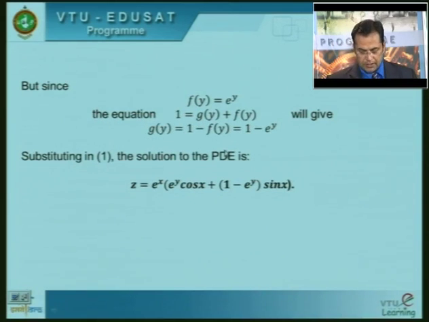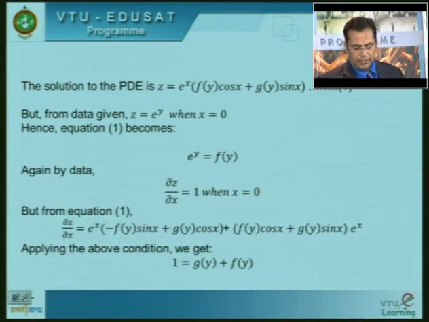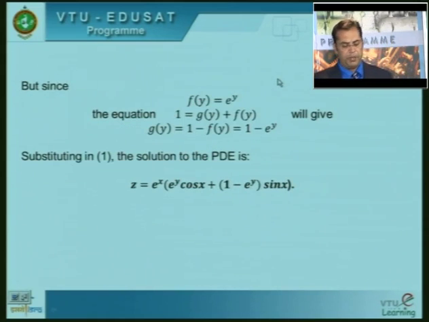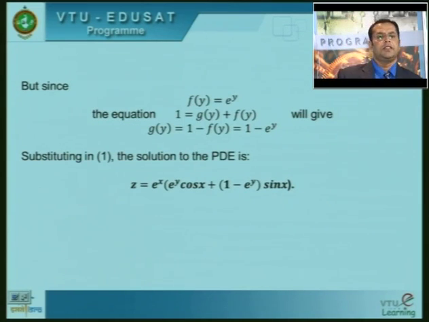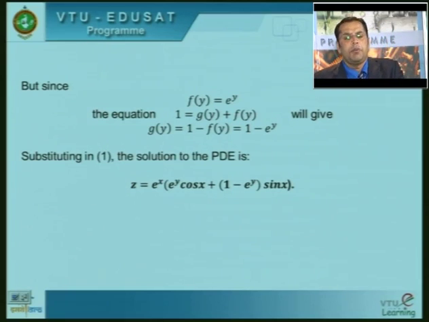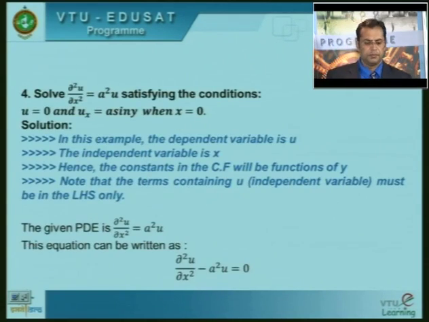Substitute the f of y obtained, which is e power y, and the g of y obtained just now in equation 1 here for the required solution to the PDE, which is z equal to e power x into e power y cos x plus 1 minus e power y into sin x. We will move on to the next example.